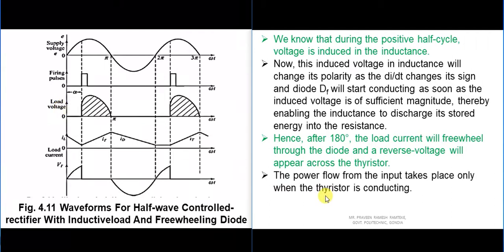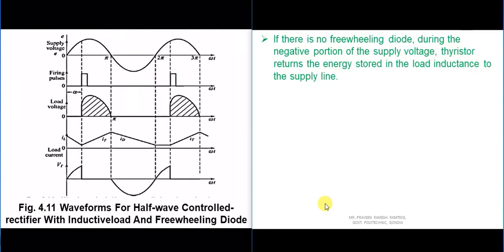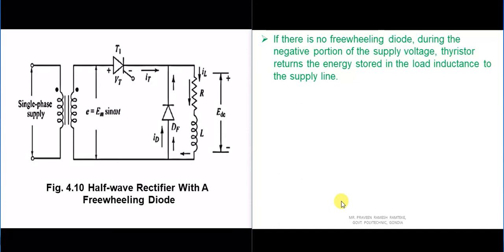The power flow from the input takes place when the thyristor is conducting. So if there is no freewheeling diode, during the negative portion of the supply voltage, the SCR returns the energy stored in the load inductance to the supply line. Means what is happening? If there is no diode, then we are getting the half waving. Why half waving? Because the SCR is returning the energy stored in the inductance to the supply line.